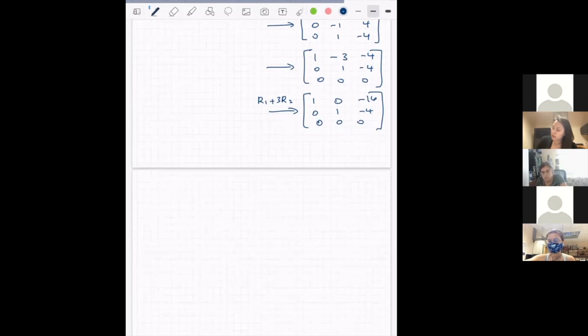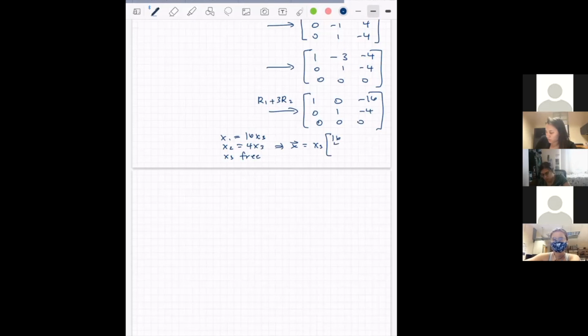Okay, so from this, we can see that x1 is equal to 16 times x3, x2 is equal to 4 times x3, and x3 is free. So in general, our solution looks like 16, 4, 1, right? And so that means that our eigenspace for 2 is the span of this vector, 16, 4, 1.